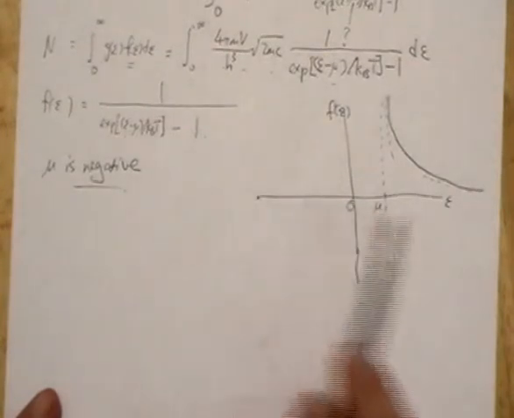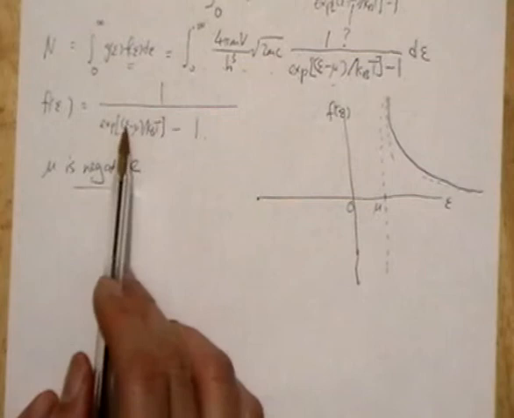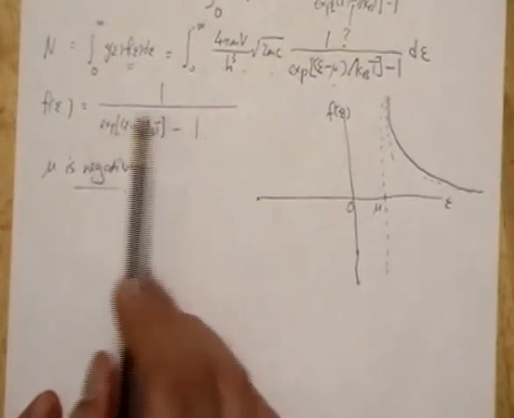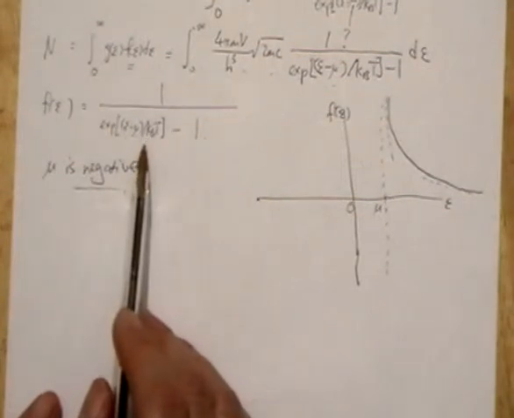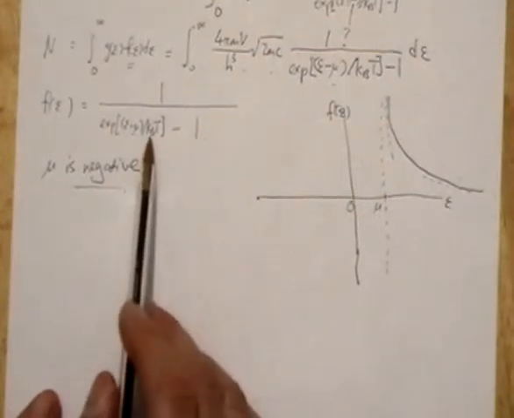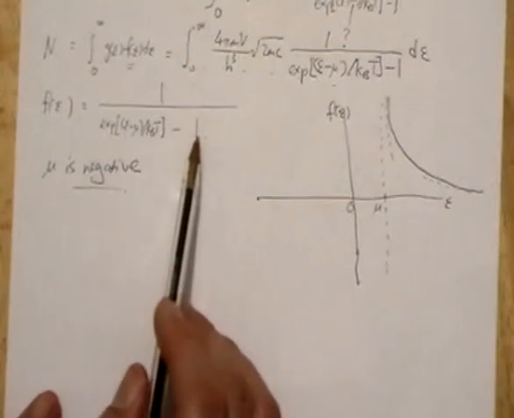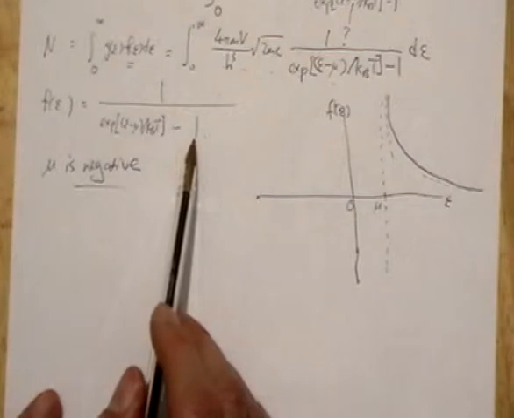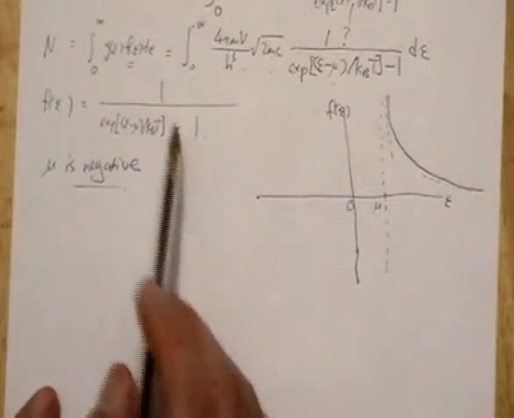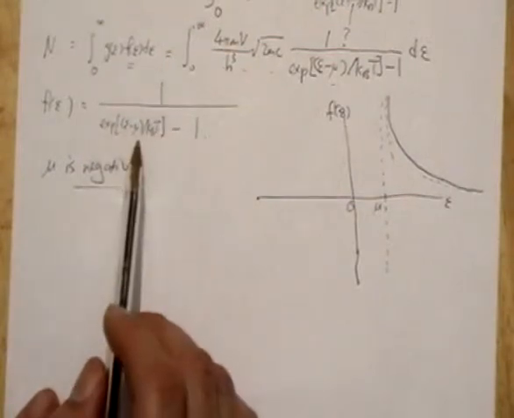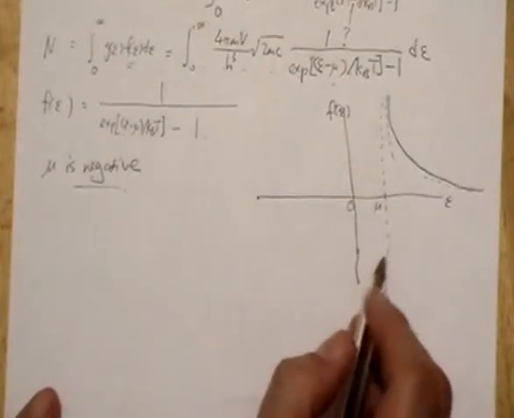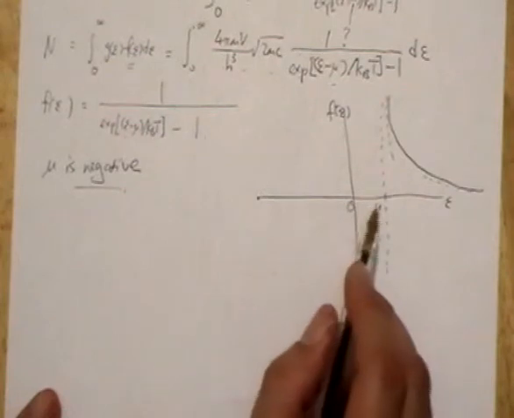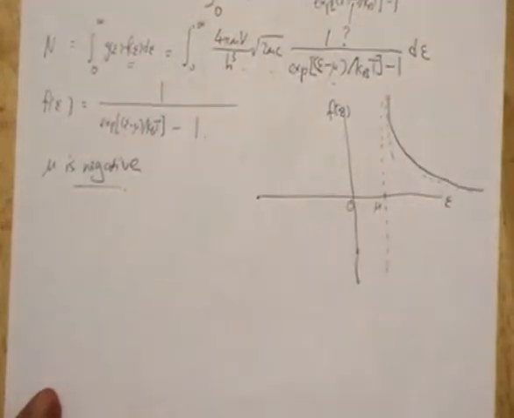Now on the other side of mu, when E is less than mu, E minus mu is negative. So the exponential of a negative number is smaller than 1. Therefore, minus 1 gives a negative value. So Fe would be negative for energy below mu.